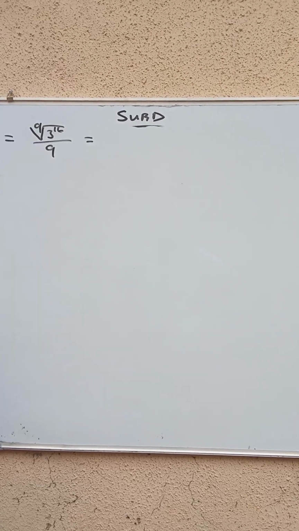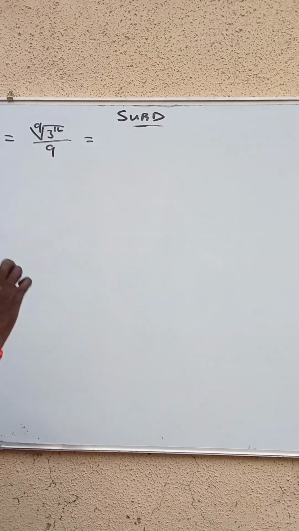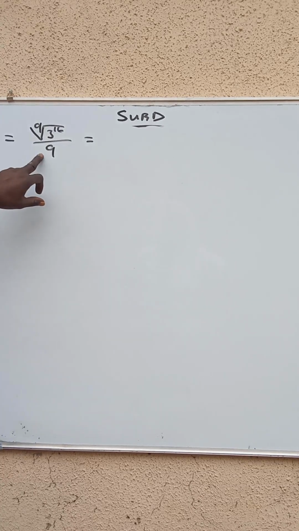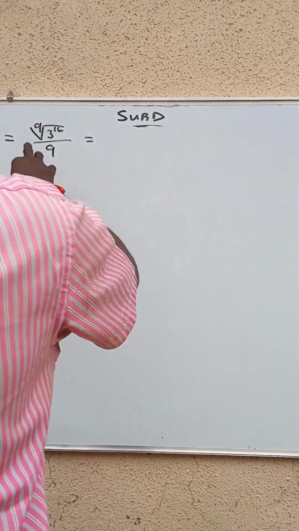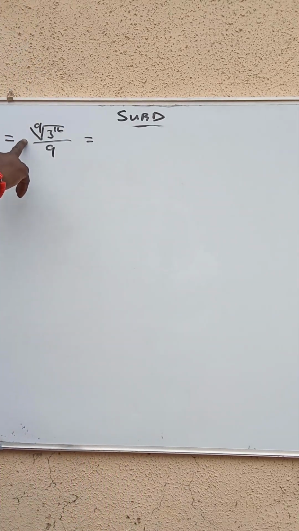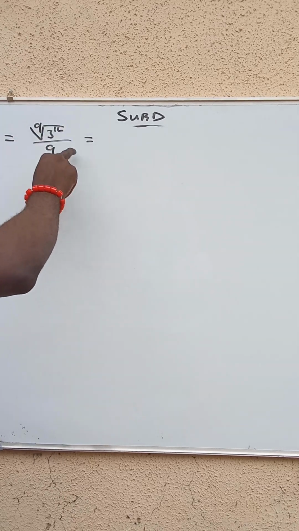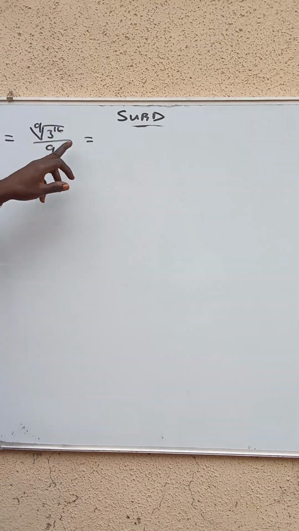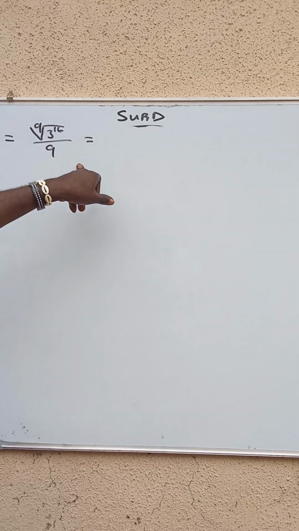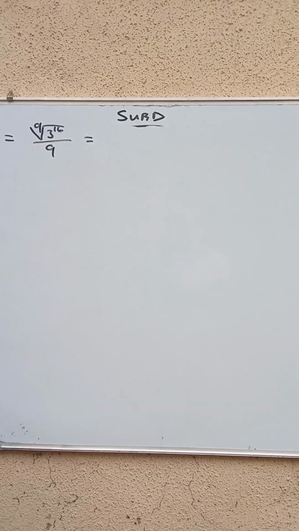Our major aim is to take this from the denominator. So if you take it from the denominator, we are now happy that the denominator will not have anything like the surd. Because I know that you will be tired. But what you're supposed to do from here is 3 raised to the power of 16 over 9, then all over 9. So you simplify it and get this.